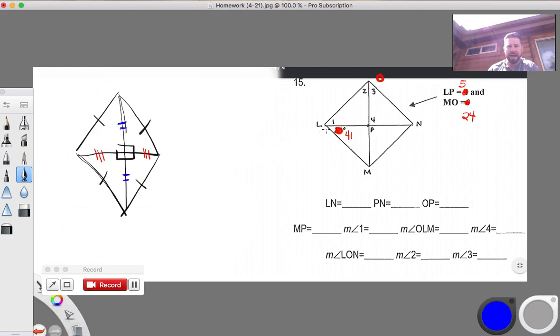Okay, let's see what they're asking. The first thing I know about this rhombus is that all these are right angles in the middle. So we know the measure of angle 4 is 90 degrees. We know that for a fact. Now we know this guy here and this guy here are both 41. So I can put 41 degrees here if I want to. So angle 1 is really 41 degrees.